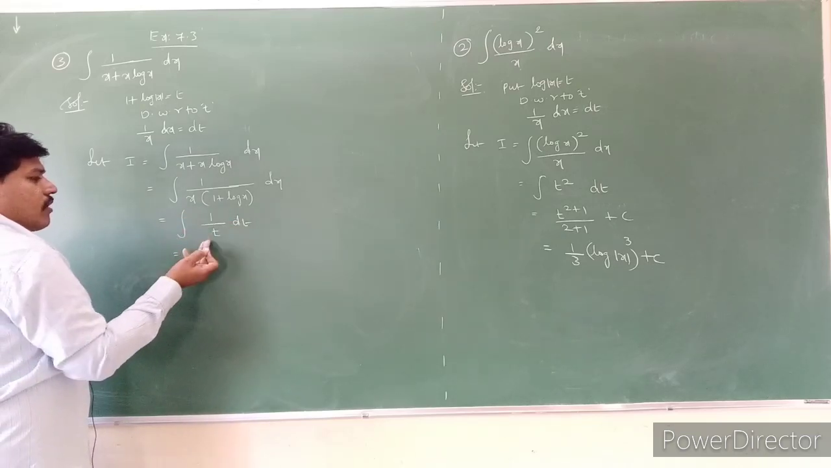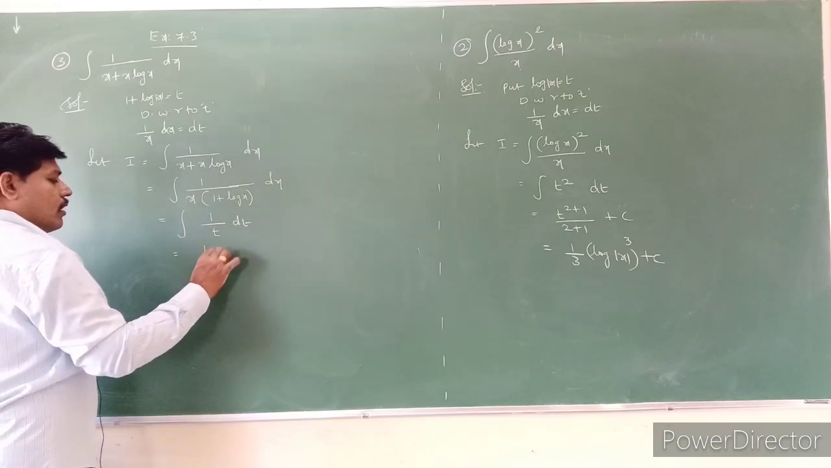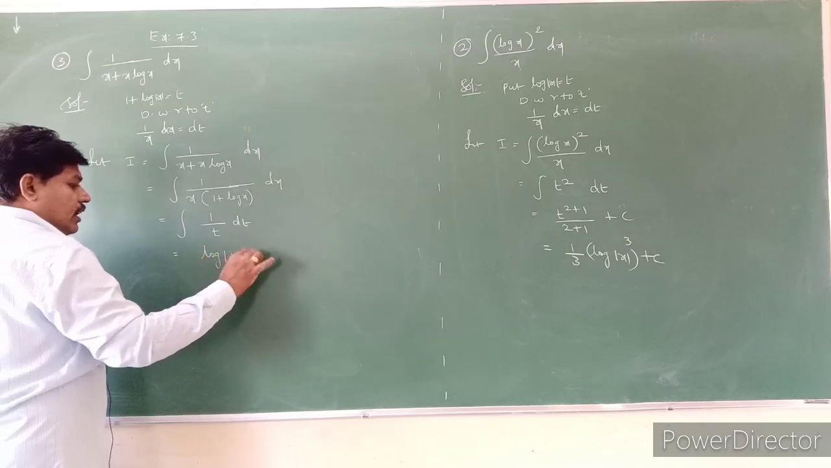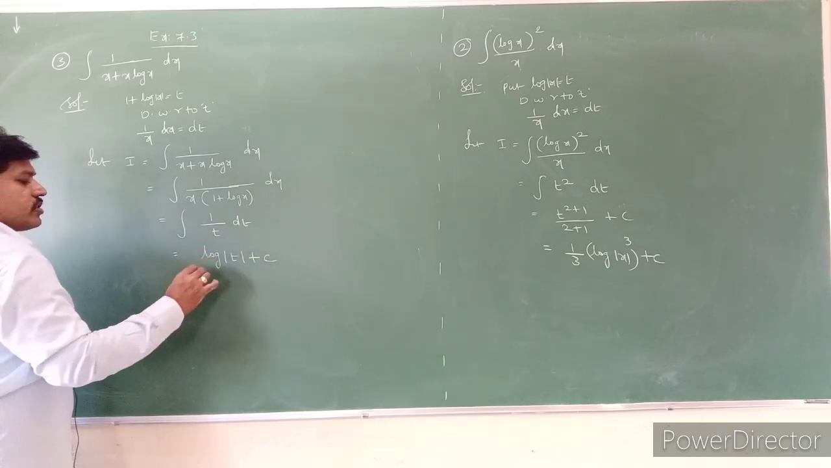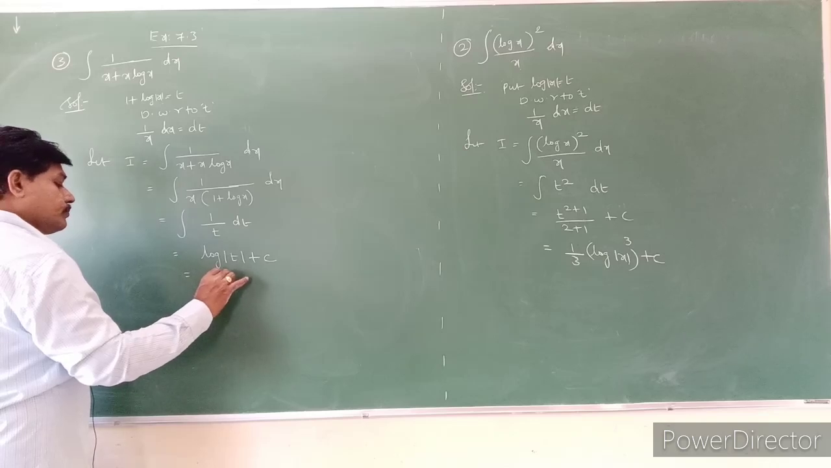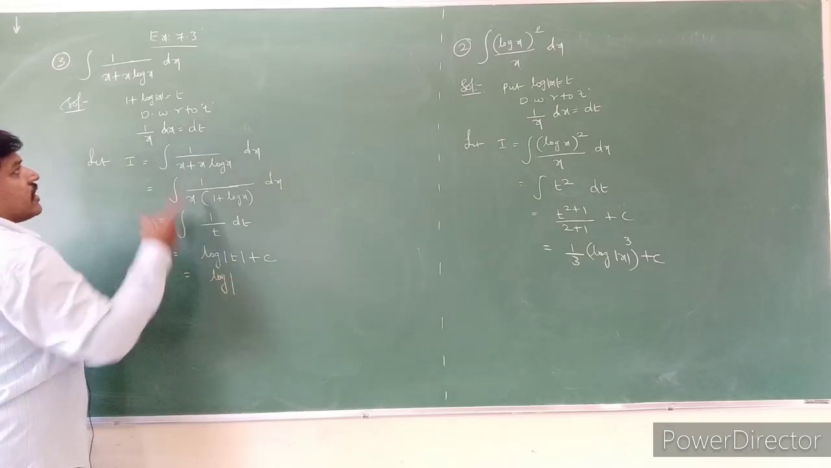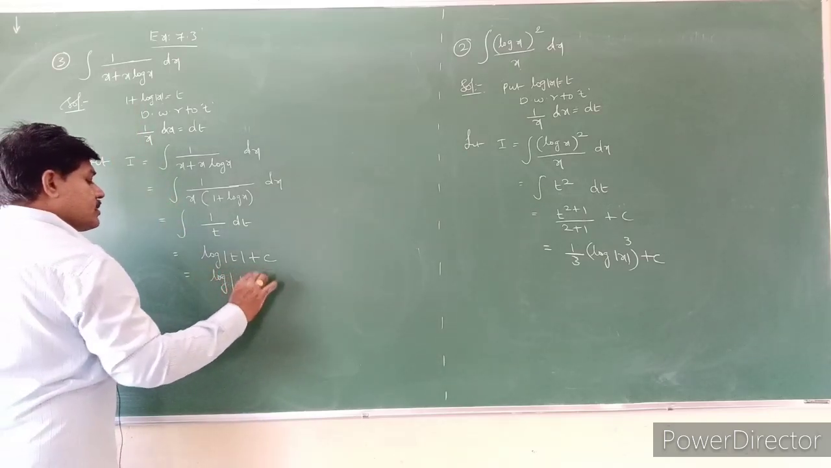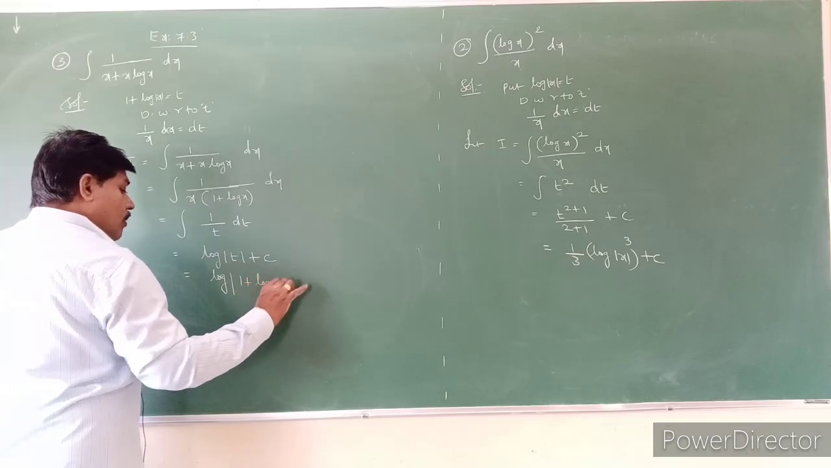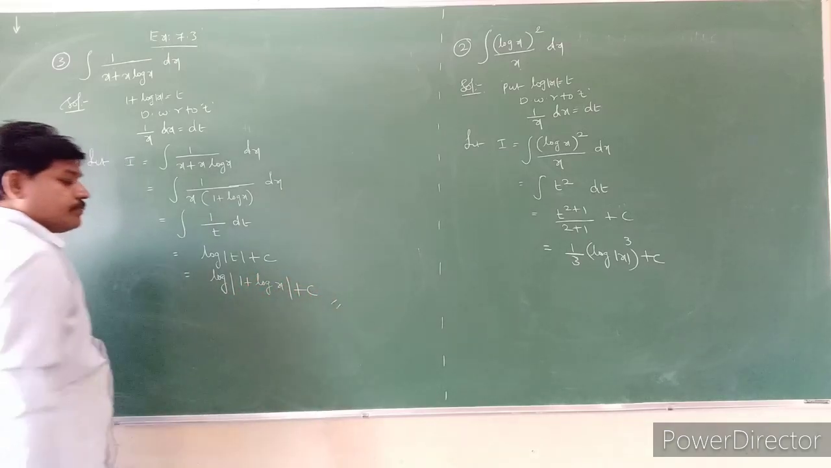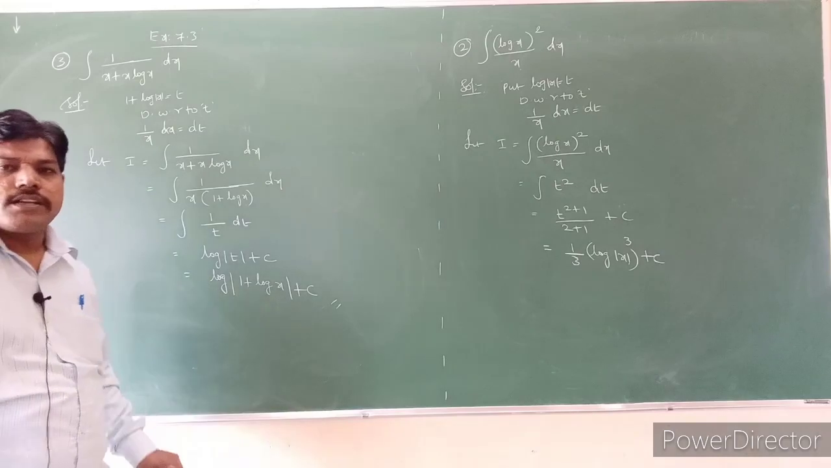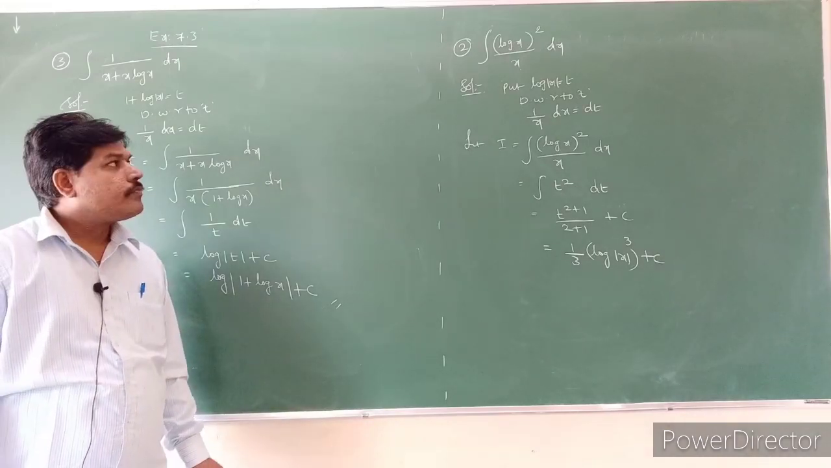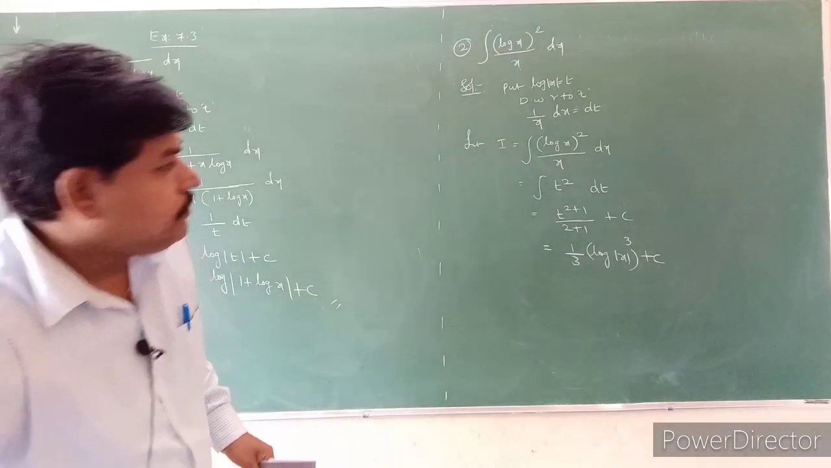So that is equal to the integral of 1 by t into dt, which is nothing but log of mod t plus c. So that is equal to log of mod of the t value, which is 1 plus log x, plus c. All understood, students? See the next question.